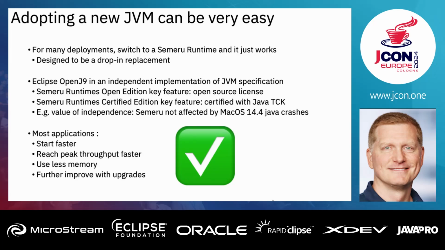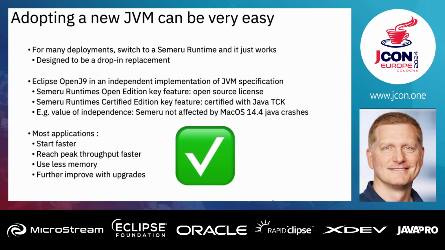Now, let's see how adoption works for people. So, adopting a JVM can be very easy. For many deployments, switching to Semeru Runtimes is drop-in. It just works. In fact, I would say that's probably true for 90 to 95% of the Java workloads that I've seen. It just works. And that's because OpenJ9 implements the JVM specification. And we're using OpenJDK class libraries, which are the same class libraries that everyone else programs against, because they're really the only class libraries out there. And it's designed to be a drop-in replacement.